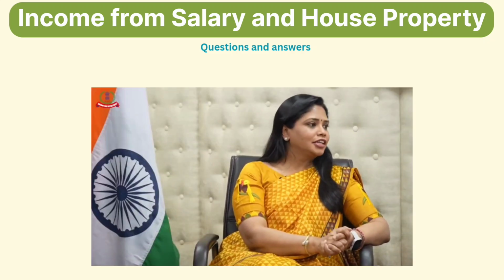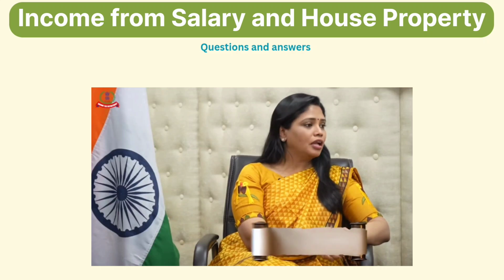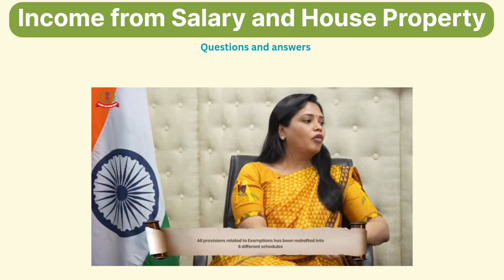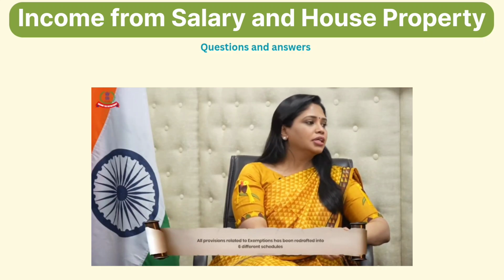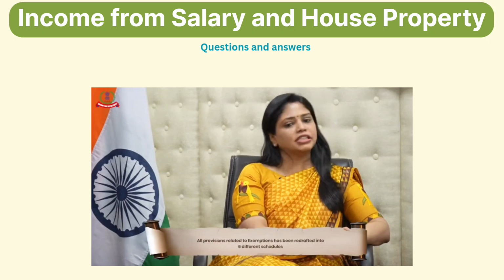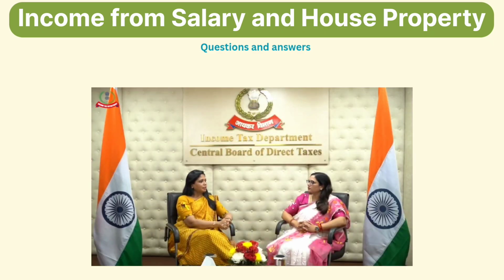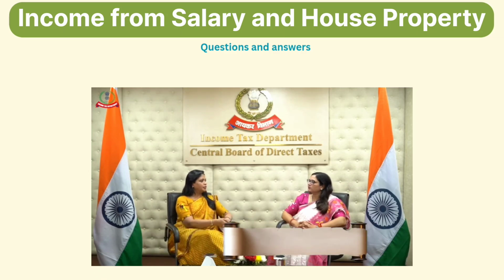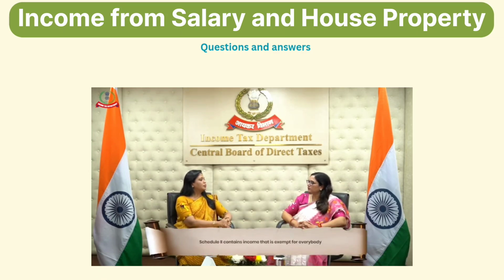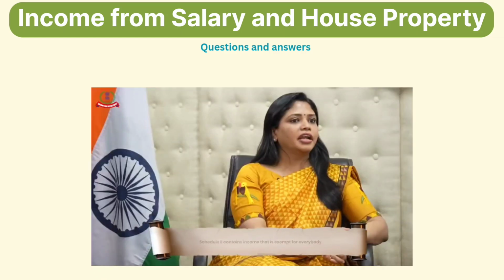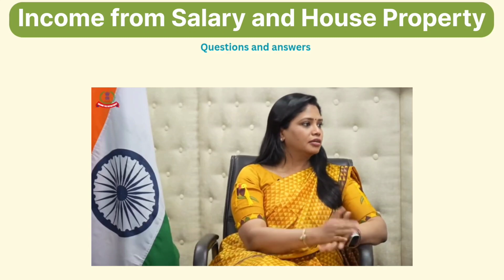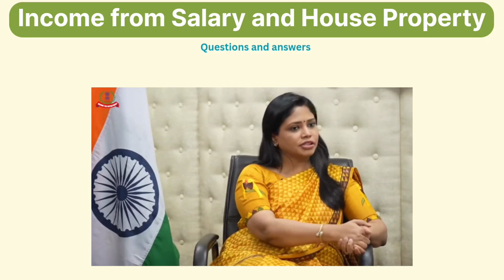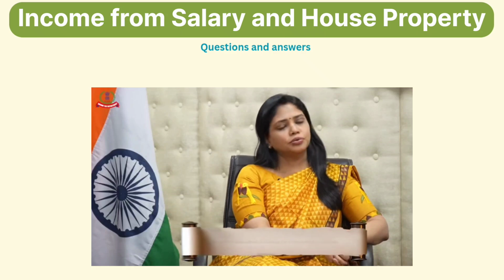As I already stated, section 10 is a drafting challenge. So now it has been decided, and all the provisions related to exemptions have been redrafted into 6 different schedules. I would give the example. Now section 10 is incorporated in schedule 2 to schedule 7. So schedule 2 contains income which is exempt for everybody, like income under the Sukanya Samriddhi account. It is exempt for all of us, like you and me. So they are contained in schedule 2.